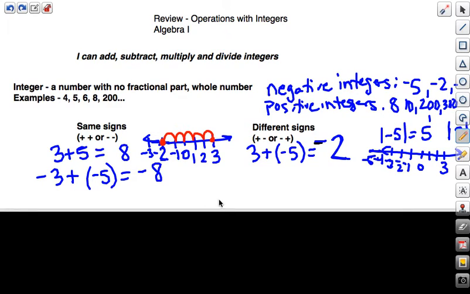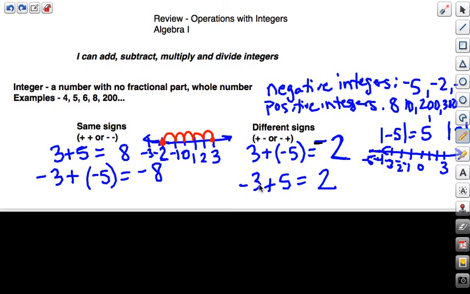All right, let's say we have it the other way. Let's say we have negative 3 plus 5. Well, if we look at the absolute value, we know that the absolute value of 5 is greater than the absolute value of negative 3. The absolute value of negative 3 is 3. The absolute value of 5 is 5. So we know that our sum is going to be positive. So it's going to be a positive 2.